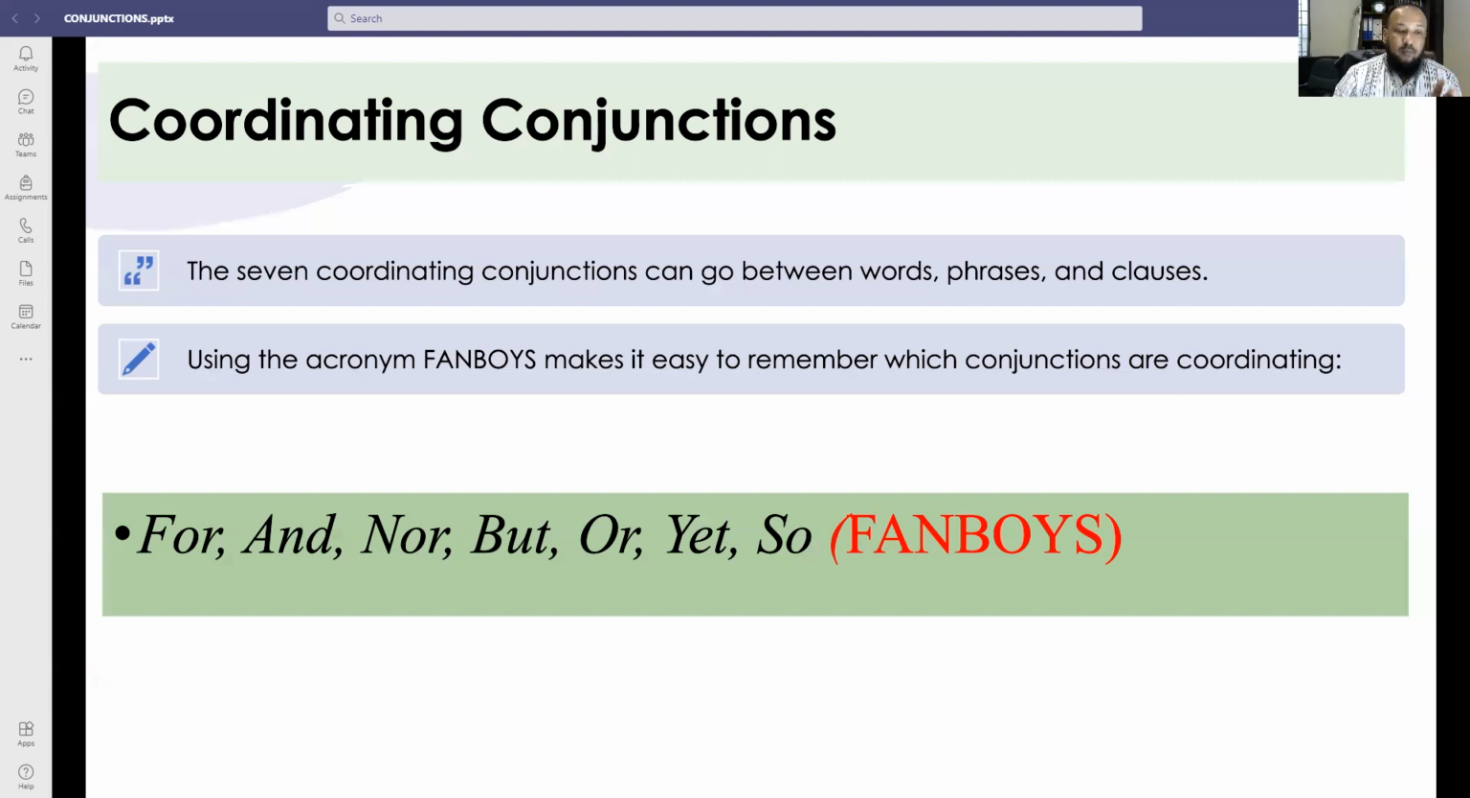Now see, FANBOYS: F stands for for, A stands for and, N stands for nor, B stands for but, O stands for or, Y stands for yet, S stands for so. So FANBOYS. इसको याद कर लेंगे तो ये जितने भी ये words हैं ये coordinate conjunction के लिहाज से use होते हैं.